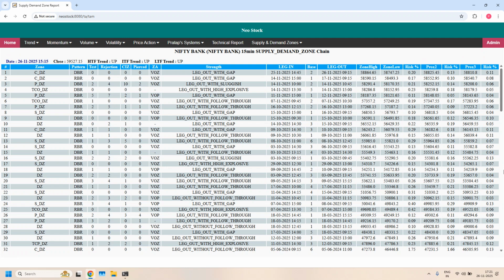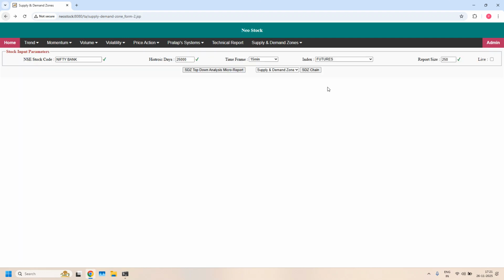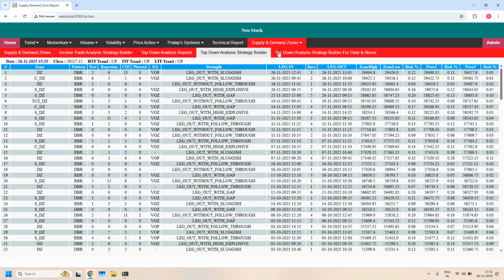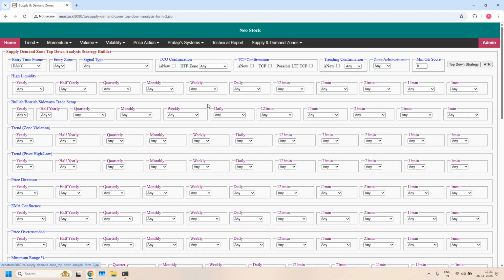Next, generating 5 minutes supply demand zone chain for Bank Nifty. So this is Bank Nifty supply demand zone chain report. So we have completed both Nifty and Bank Nifty supply demand zone chain report generation. Next I am generating sideways, bullish and bearish trade setups for monthly, weekly and daily income trades.